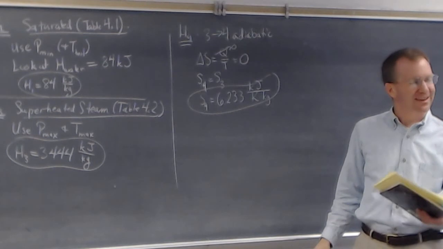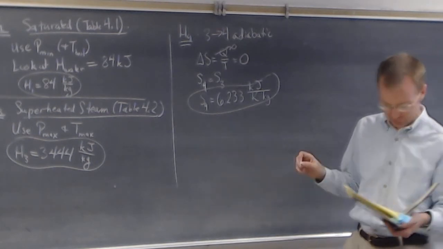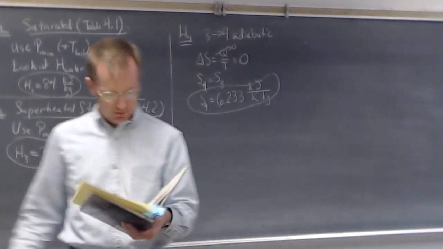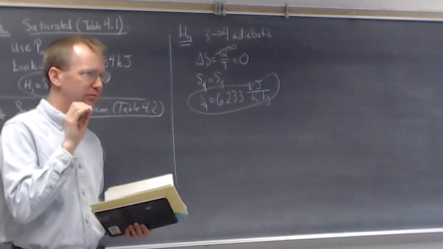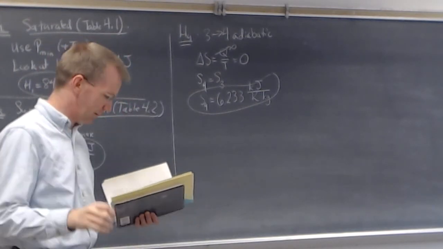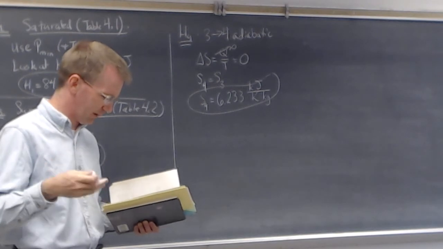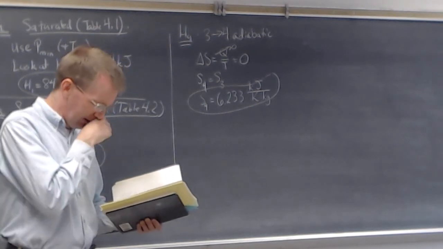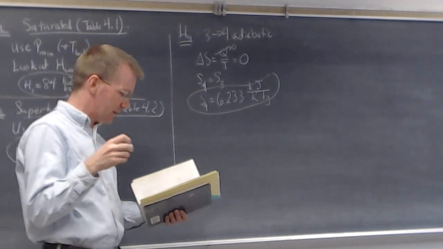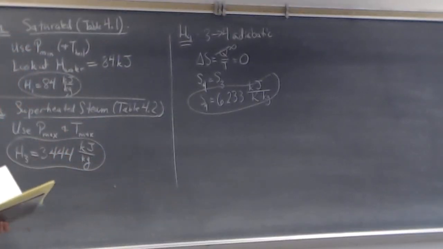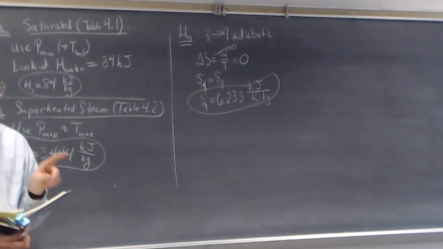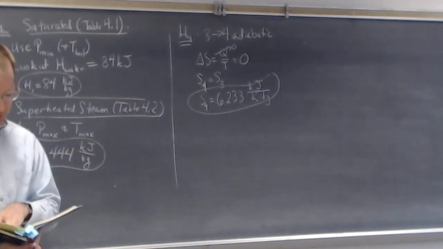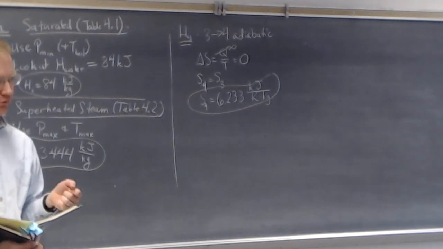Well, how does that help us find the enthalpy at point four? All right. I think it's not that bad, but you have to make sure you're keeping things straight. You use the saturated water and steam table 4.1, which has, on the last two columns, the entropy of water for the conditions there, and the entropy of steam under those conditions.